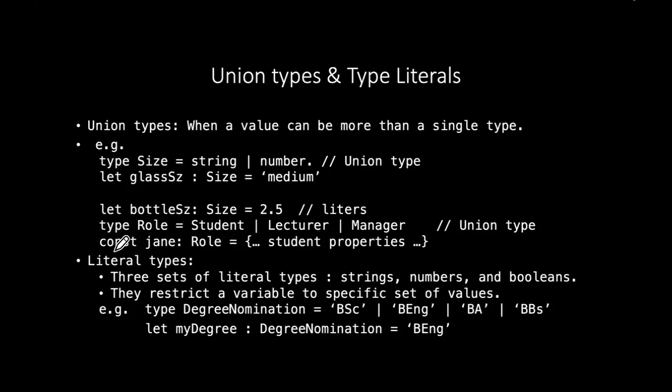Type literals is where you're defining a type, but you're constraining it to specific values. So as an example here, I've declared a type called degree nomination, and I'm saying the only valid values for a variable of this type would be either this or this or this. Here I've got an actual variable of type degree nomination, and assigning it that string, and because that's one of my literal values, the compiler is happy with that.